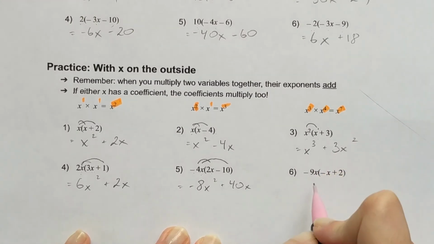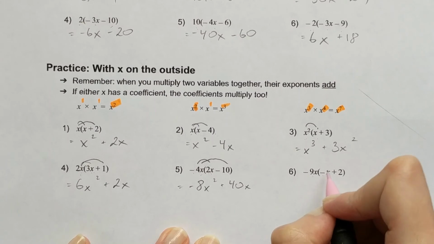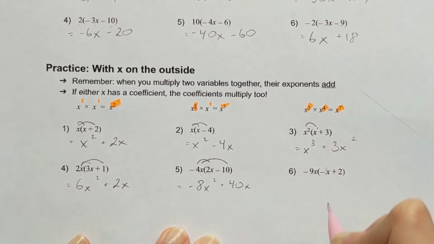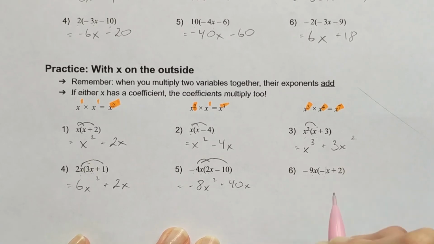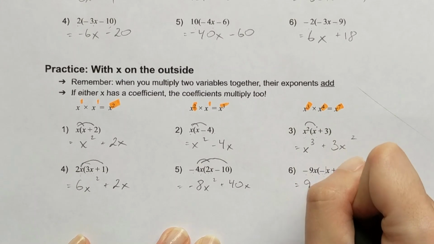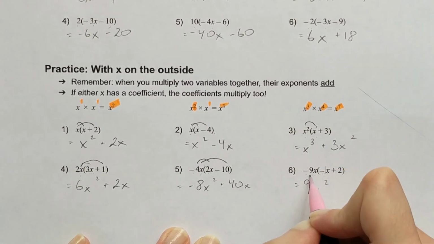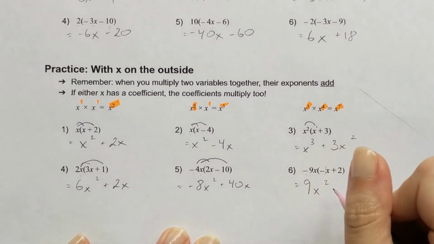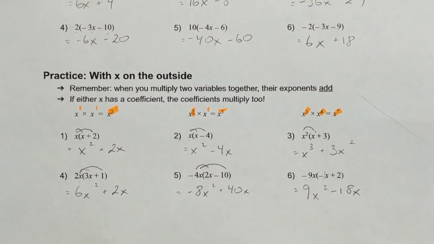And finally, negative 9x times negative x. When you just have the negative sign here, it's like an invisible 1. So I go negative 9x times negative 1x. That gives me negative 9 times negative 1 is 9. x times x is x squared. Negative 9x times positive 2 is negative 18x. And that's it, folks. Good job.